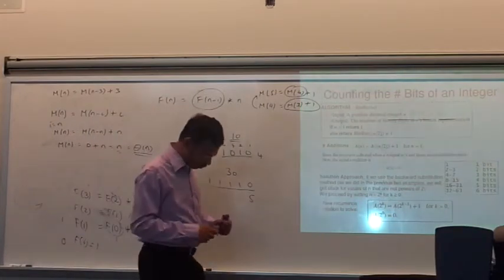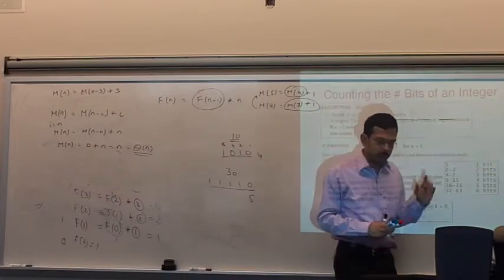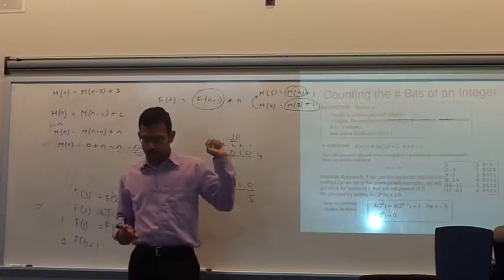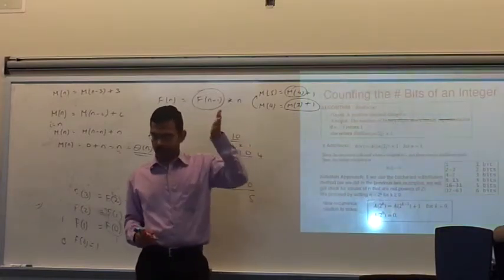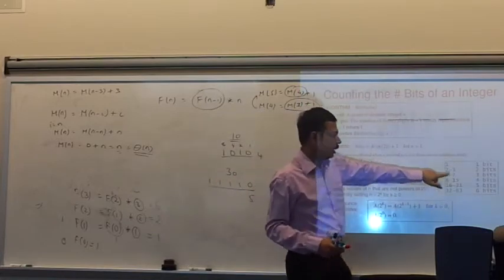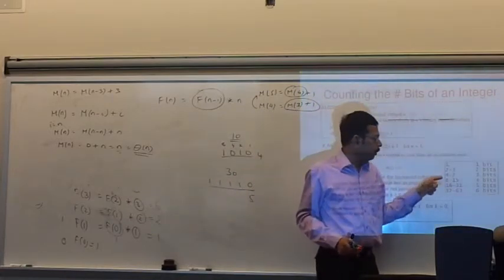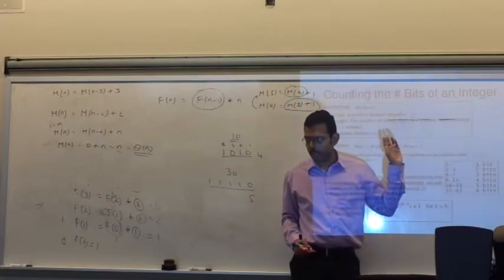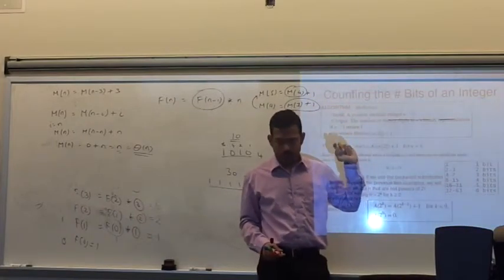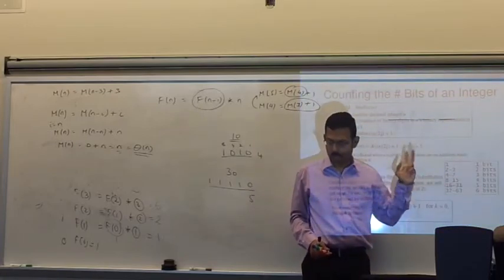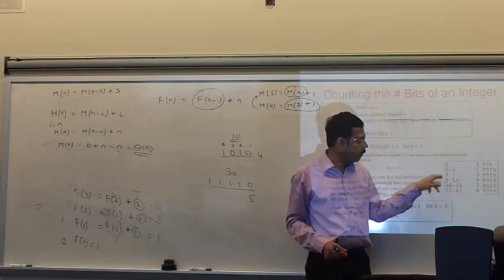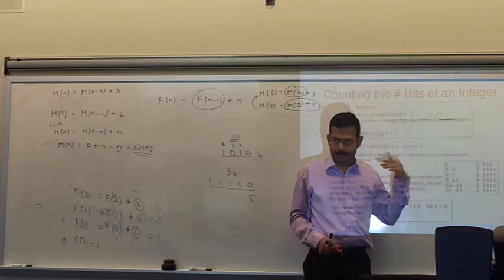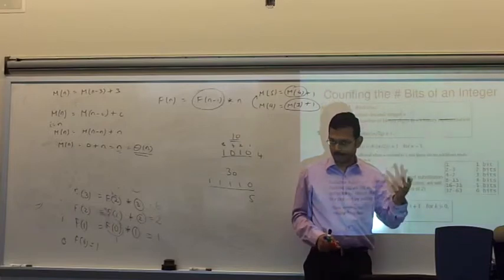So let's try to do this. Start from integer 1. How many bits do you need to represent integer 1? 1 bit, just 1 itself. If you want to represent 2 in binary, how many bits do you need? 2 bits. For 3, 2 bits: 1, 1 is 3. 4 is 1, 0, 0, so you need 3 bits. Then 5 is 1, 0, 1, 3 bits. 6 is 1, 1, 0. 7 is 1, 1, 1.